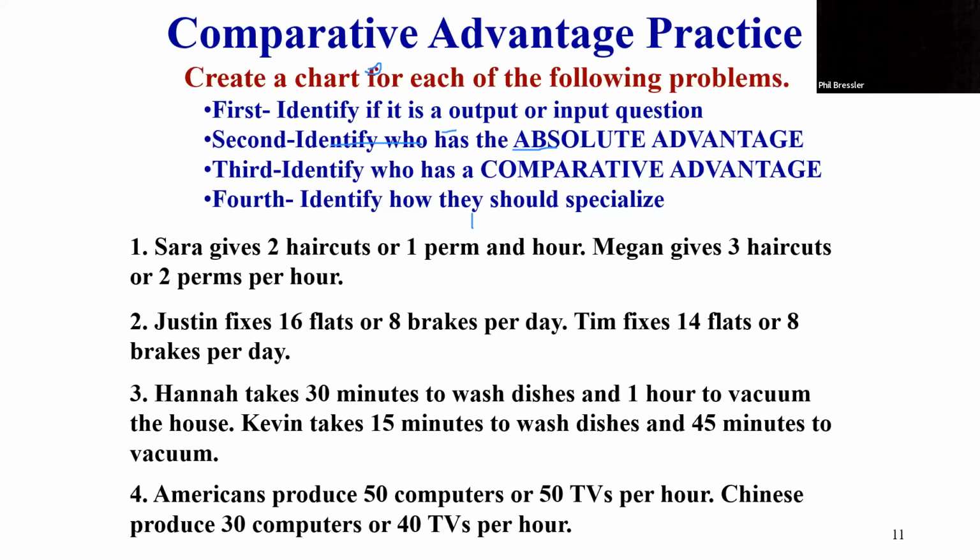Okay, I'm going to come back here. Let's just go over these and see how we're doing. Before we flip to the chart, Sarah gives 2 haircuts or 1 perm an hour. Megan gives 3 haircuts or 2 perms. Type in the chat, input or output?